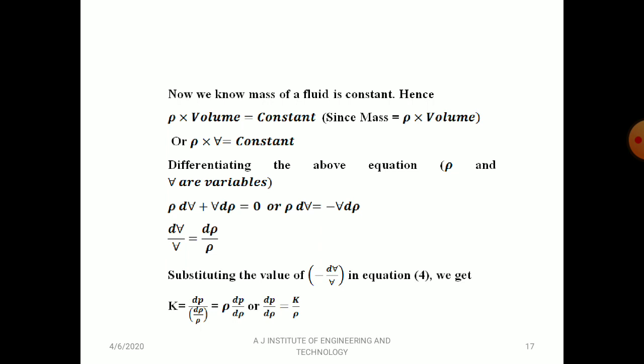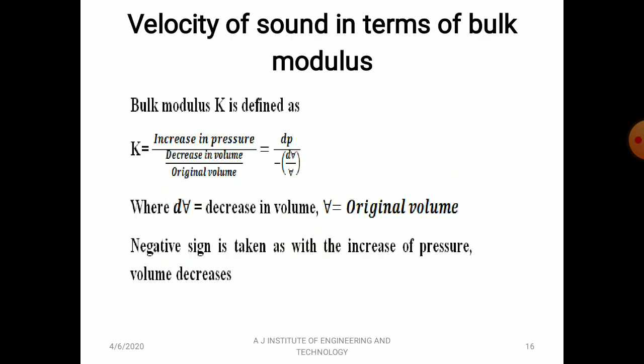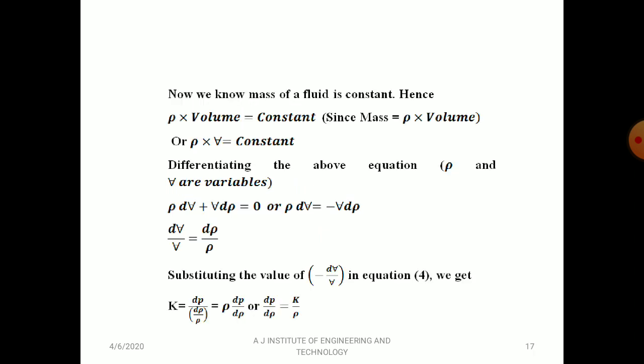Substituting the value of minus dv by v in equation 4, the bulk modulus equation, you can substitute in it. We are going to get k equal to dp divided by d rho divided by rho. You can take rho to the numerator, rho into dp by d rho, or dp by d rho equal to k by rho. K is the bulk modulus, rho is density.